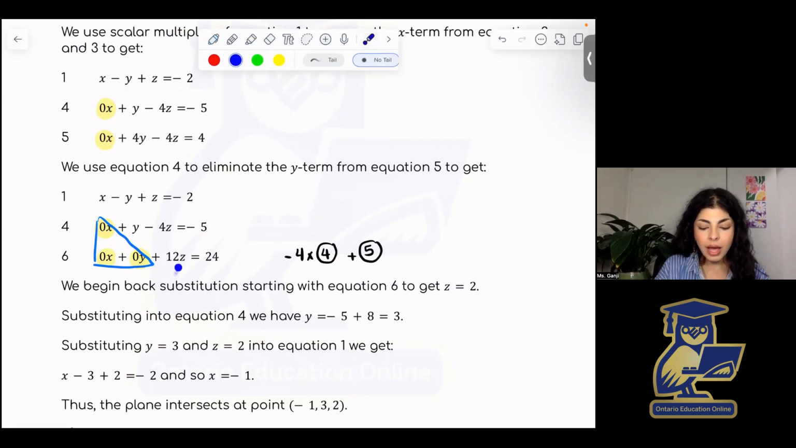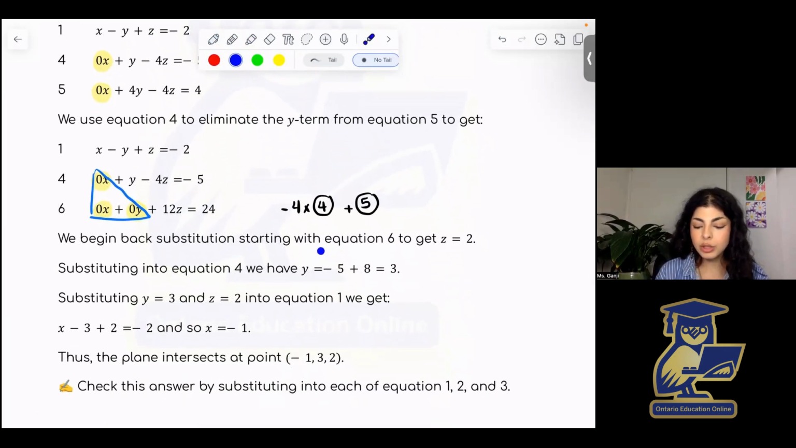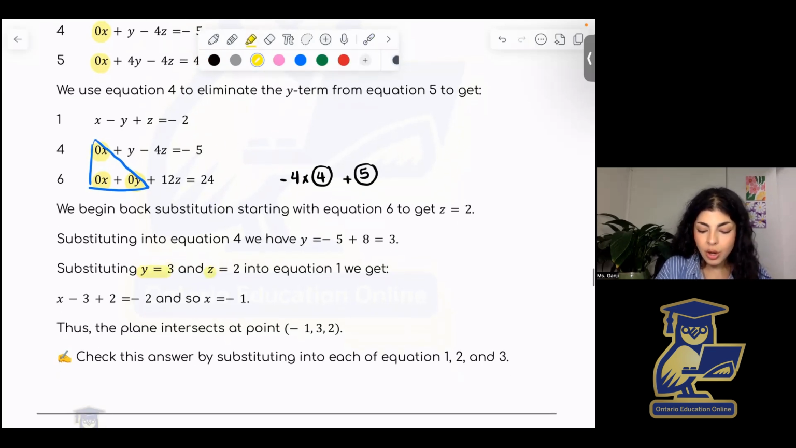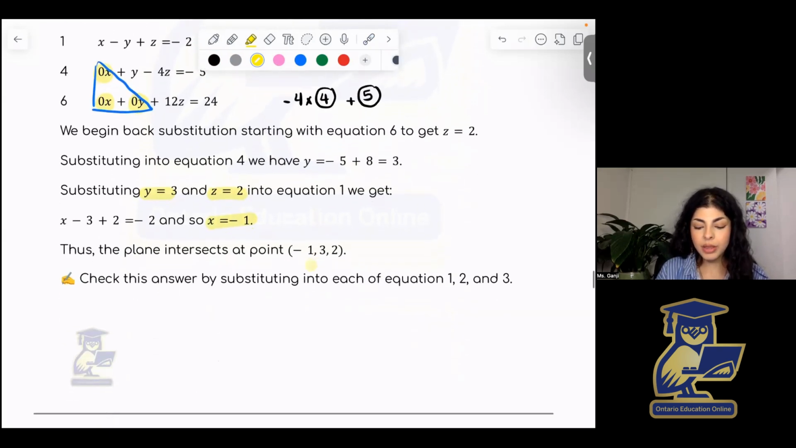And now I also do have one variable here. Again, you don't have to divide by 12 and get equation 7 here. So you can just start solving right away. That would be okay. So using back substitution, we get z is equal to 2. Substituting back into equation 4, we get y is equal to 3. And substituting both of those values into equation 1, we get x is equal to negative 1. And so these three planes have a point of intersection at negative 1, 3, 2.